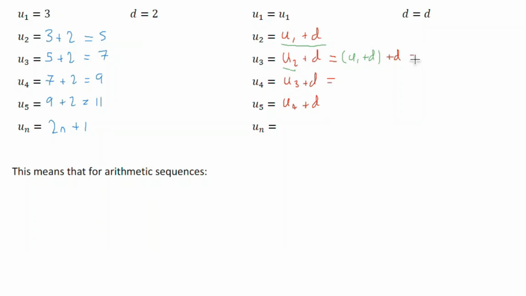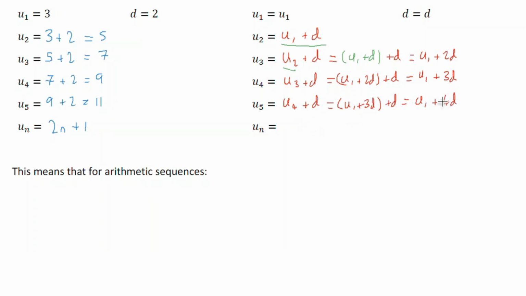Well, let's simplify this a bit further. This is u1 plus 2d. So u3 is u1 plus 2d, and then onto that we're adding an extra d. So u4 is actually equal to u1 plus 3d. Similarly, u4 in this formula can be written as u1 plus 3d, and then add on that d. So we get u1 plus 4d.